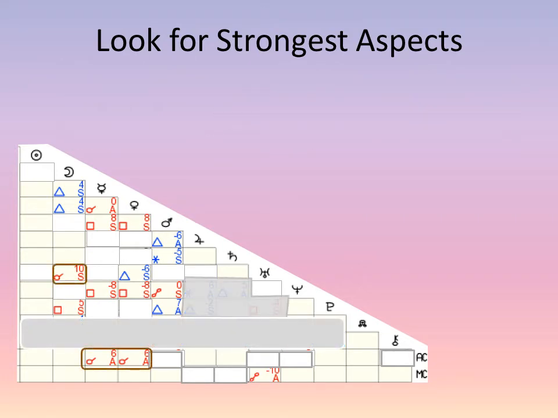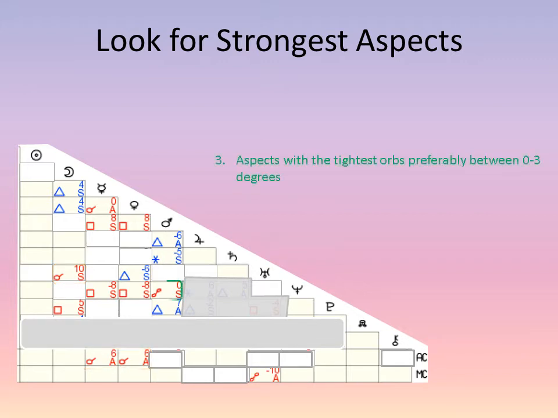Then I look at conjunctions between the Sun, Moon, and Rising, but I ignore conjunctions between Sun, Mercury, and Venus, because they're always clumped together. Anything conjunct Sun, Moon, and Rising is going to be significant, because they identify you so much as an individual. Also aspects with the tightest orbs, preferably 0 to 3 degrees. Harvey has this real strong opposition with Mars and Neptune.